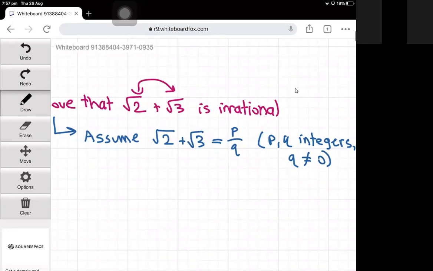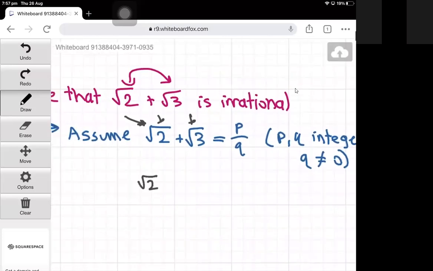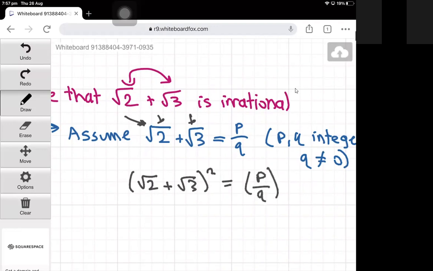Now, what we can try to do is, over here we have two different square roots. But what we could try to do is to reduce the number of square roots from 2 down to 1. And what I'll do to reduce the number of square roots is to square both sides of the equation. If I square both sides of the equation, I'll have this.